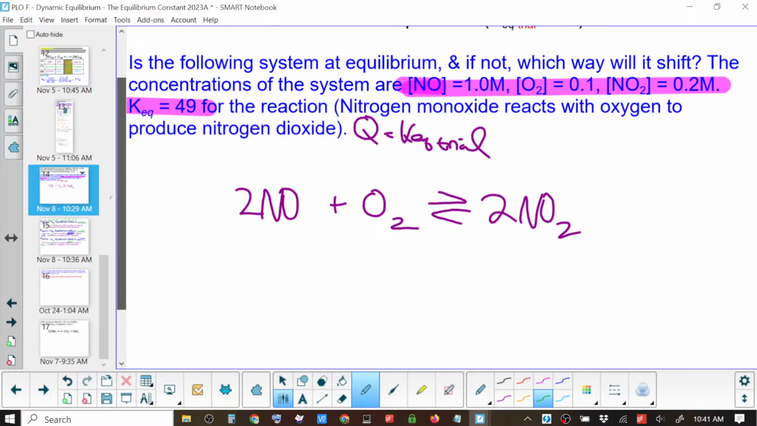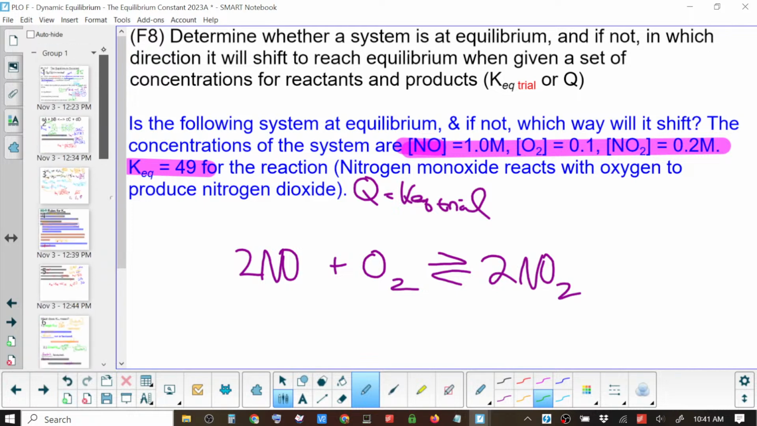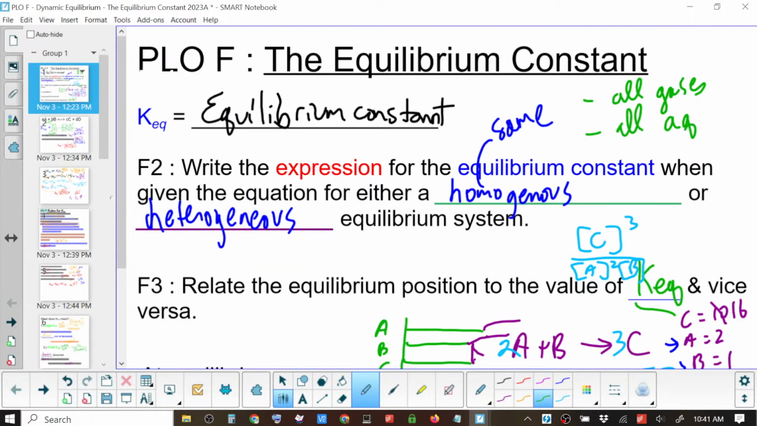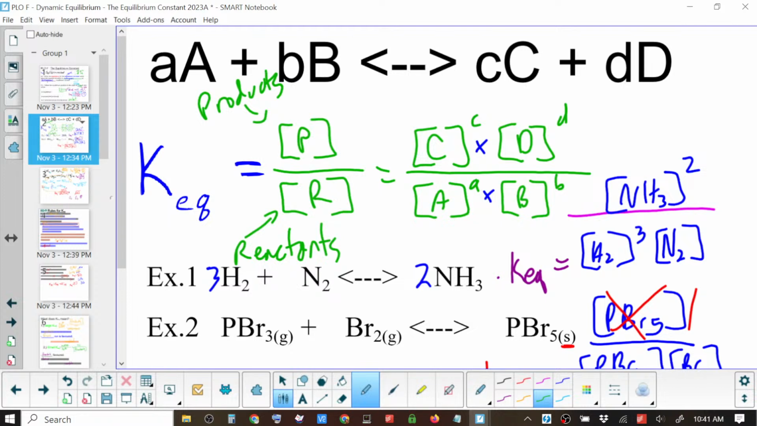Let's go all the way back. We introduced the equilibrium constant. And one of the first things we did was that if it's at equilibrium, none of the concentrations change.